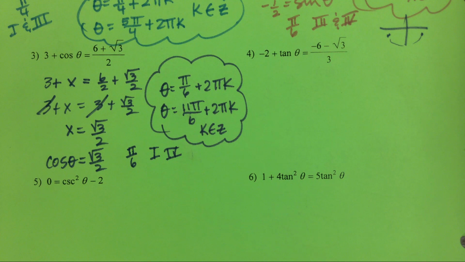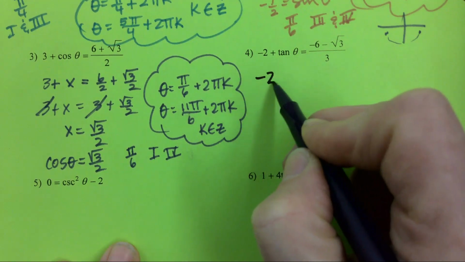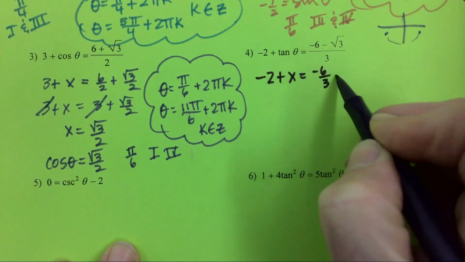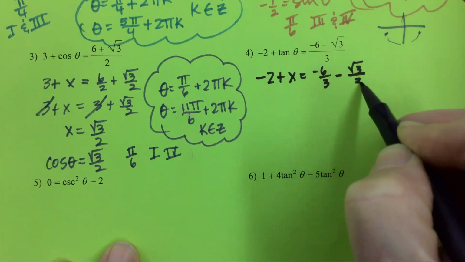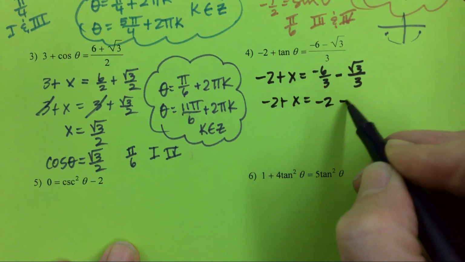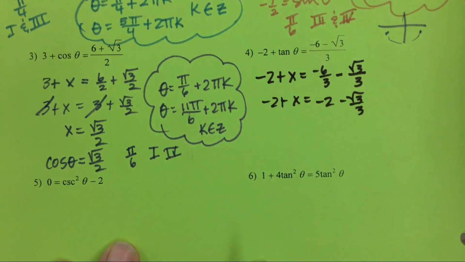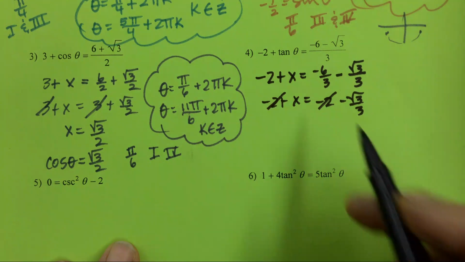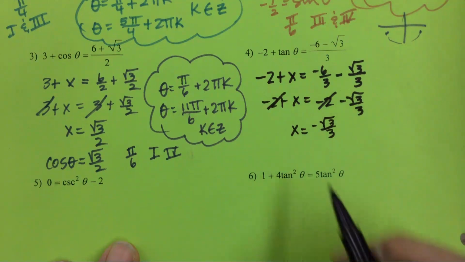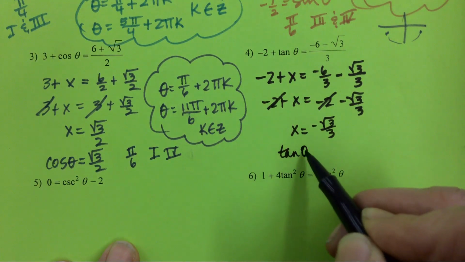We've got another tangent again. So negative 2 plus x is negative 6 over 3 minus the square root of 3 over 3. Or negative 2 plus x is negative 2 minus the square root of 3 over 3. Cross out my negative 2's. I'm looking for x equals negative square root of 3 over 3, except I'm not solving for x, I'm solving for tangent.